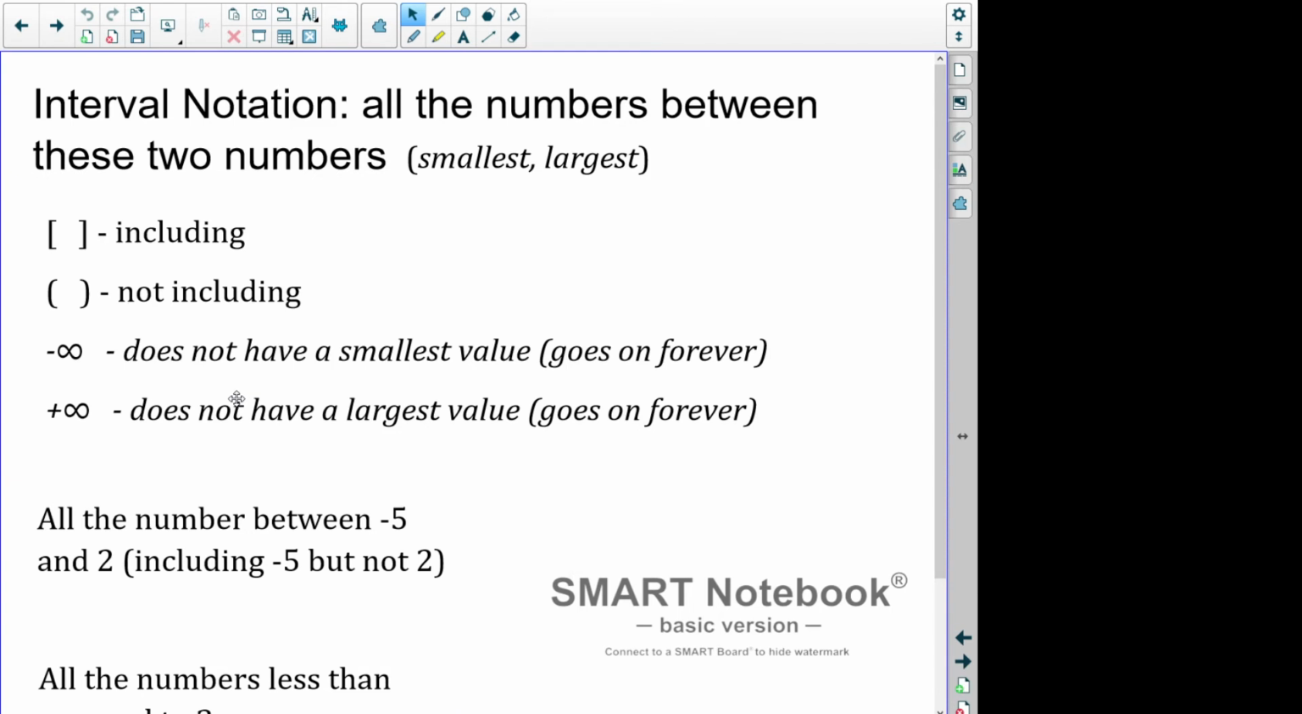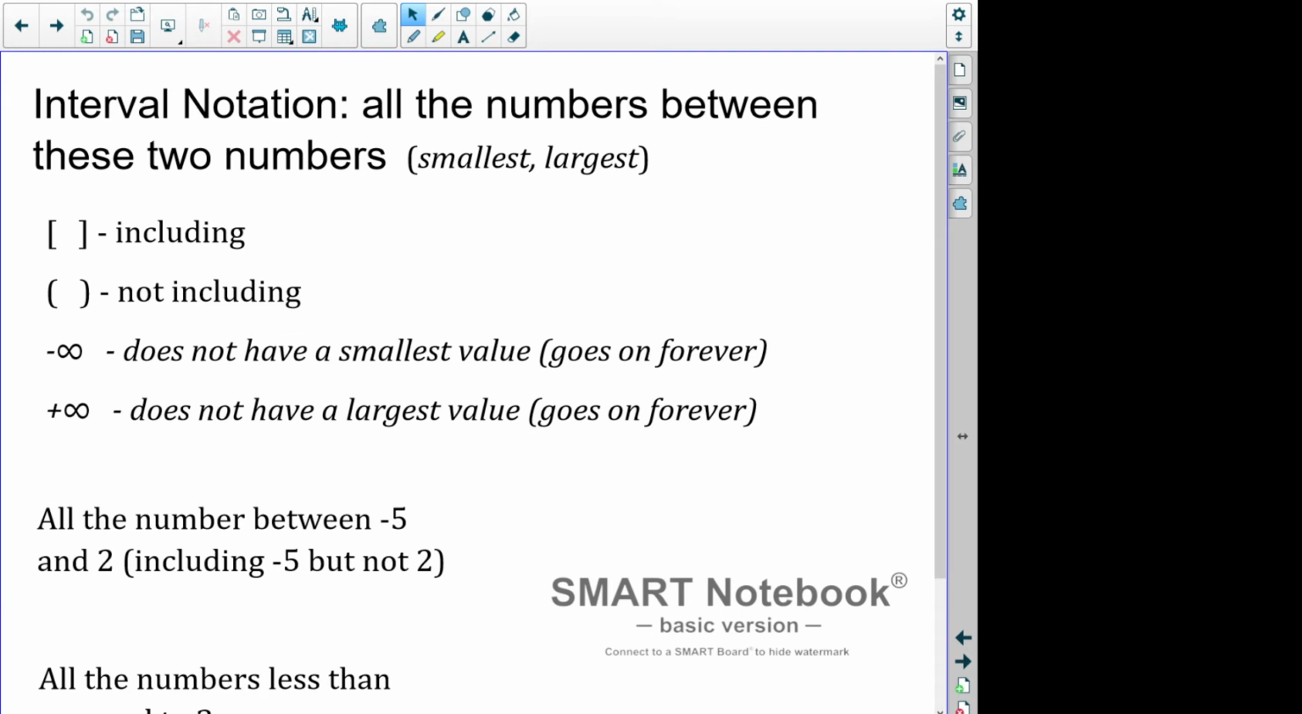Okay, so when we talk about interval notation, really what we're saying is all the numbers between these two numbers. We give the smallest number it can be, and we give the biggest number that it can be, and we're including all of the numbers in between those two numbers. The smallest is always first, the largest is always second. They're separated by a comma, and then we use some brackets to clarify what we mean.